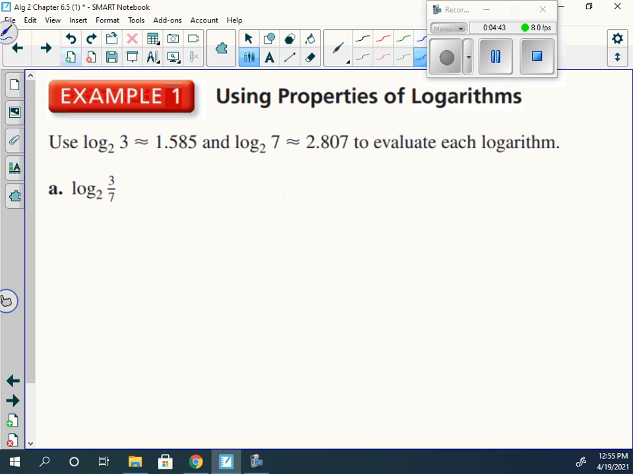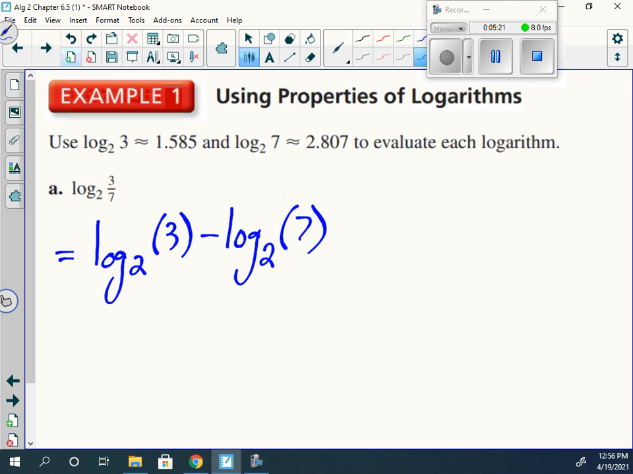Now let's look at these here. What they want us to do is simplify or evaluate each of these logarithms given log base 2 of 3 is 1.585 and log base 2 of 7 is 2.807. So if we're not plugging these into the calculators and we're purely using these properties, we can actually solve these. Now, when we look at this here, we have 3 divided by 7 in the logarithm. So since I have two things being divided inside the logarithm, I can rewrite it as subtraction.